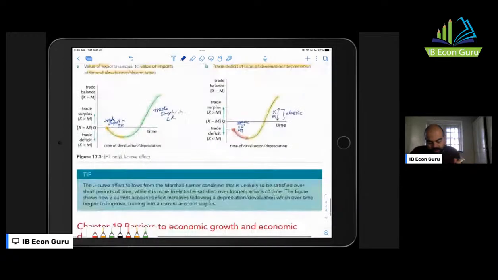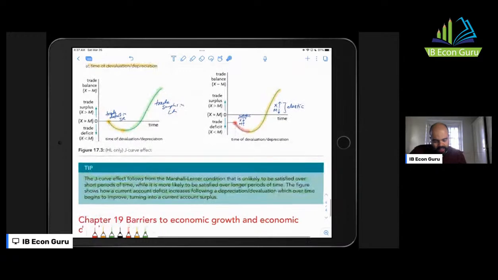Okay, so the J-curve effect follows the Marshall-Lerner condition, which is unlikely to be satisfied over short periods of time, while it is more likely to be satisfied over longer periods of time. The figure shows how a current account deficit increases following a depreciation or devaluation, which over time begins to improve, turning into a current account surplus. The point is, if you are experiencing a current account deficit and you decide to depreciate or devalue your currency, this deficit will get worse in the short run before it gets better. And that's why it looks like a J. We call it the J curve.